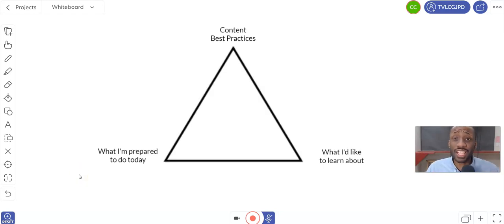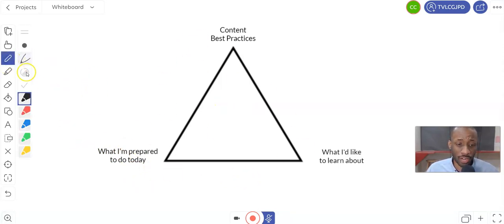So I call this the content writer's grid. If you want to be a content creator, you're going to fall in one of three major categories. There's the best practices you already understand. There are the things you'd like to learn about in order to do it better. And then there's what you're prepared to do today, the execution steps you are prepared to take today. In practicality, we find ourselves in one of three major categories. So let me lay those out for you here.